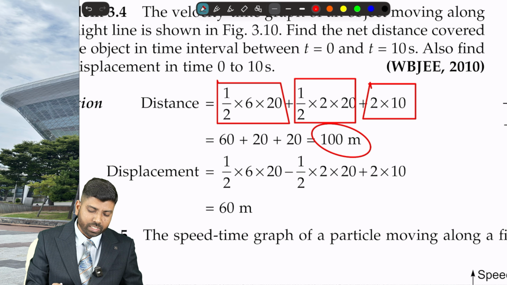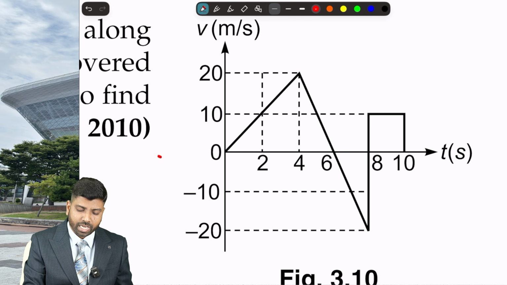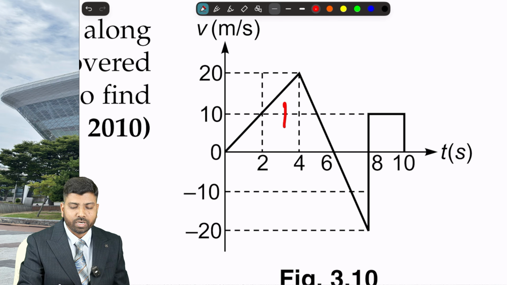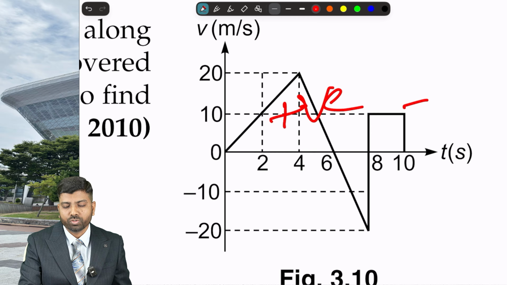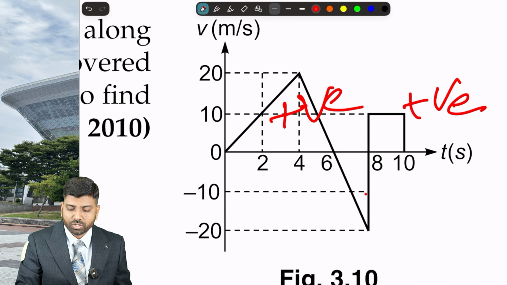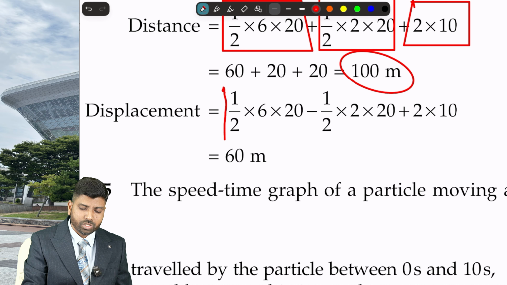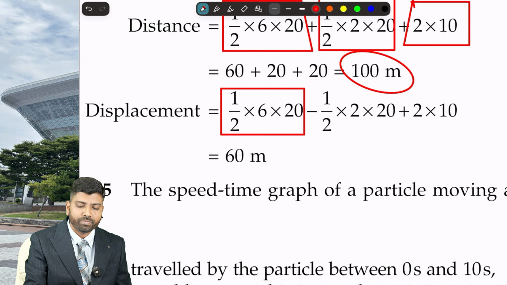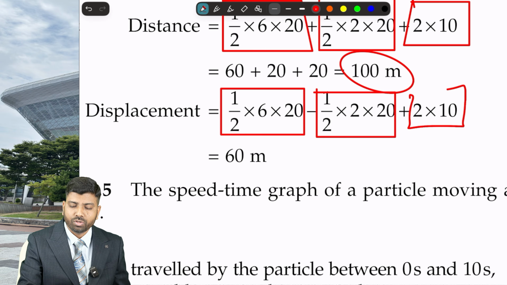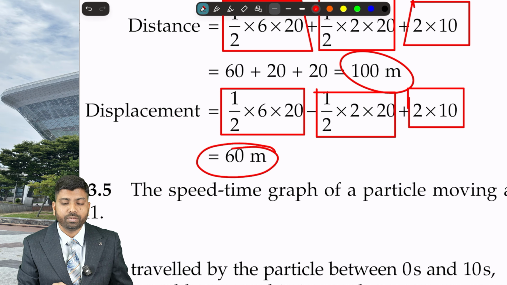When you're talking about displacement, in the case of displacement, the area above the reference line, I mean the time axis, so this x-axis, or we call horizontal axis, the area above is considered as positive, this is also positive, and the area below the x-axis or the horizontal is considered as negative, right? The same thing we can apply here. So you can see this is your positive value because it is above the x-axis, and this is your negative value, and the last one is your positive value, right? So when you add all these, then you get 60 meter, right?